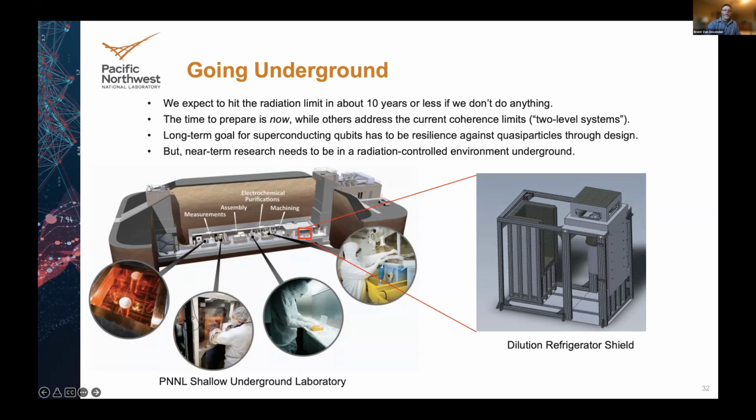We are currently installing a refrigerator in an underground laboratory at P&L. That's shown in the left plot. There's about 40 meters of water equivalent overburden, which gets you to about 1% of the cosmic rays you would see on the surface.